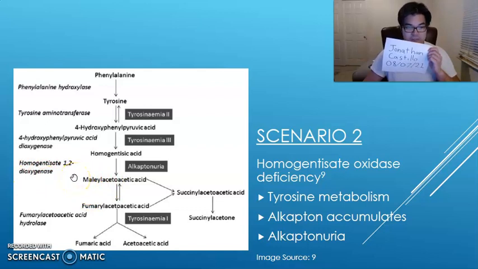Buildup will convert to alkapton, leading to alkaptonuria. Buildup leads to darkened urine, connective tissue pigmentation, joint and spine arthritis, along with cardiac valve destruction. This would explain the patient's back joint pain, pigmentation of the ear, and the aortic stenosis.